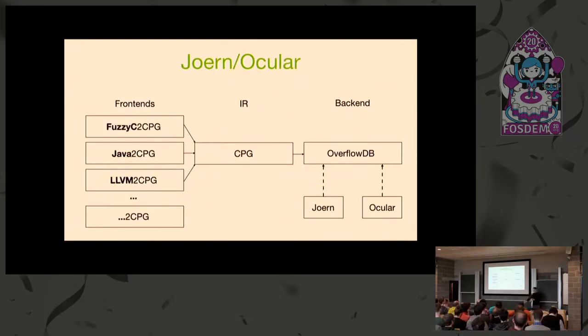Yeah, so if you're familiar with LLVM or Clang and its architecture, then you will recognize this slide, basically. What CPG is, it's just another intermediate representation that presents the program. At the front end, there are a number of front ends for each language, so that they emit the CPG, and then CPG is being used by the backend.